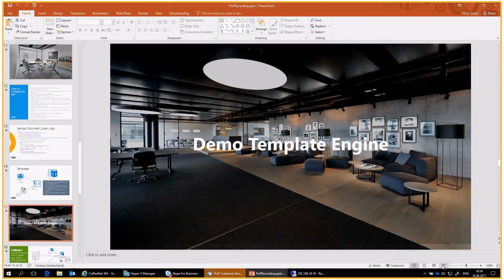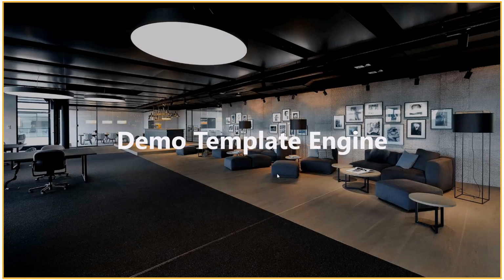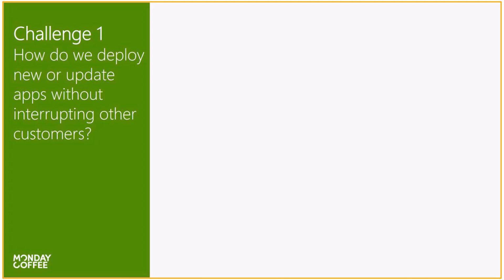So let's come to a few challenges. The problem we have, of course, if we add a new app and develop a new functionality, how do we deploy all this without interrupting all our customers? Because, as mentioned earlier, it's a multi-tenant solution. So I can't just call 100 customers and say, hey, sorry, the solution will be down. We have maintenance time, something like that. That's just not very flexible.